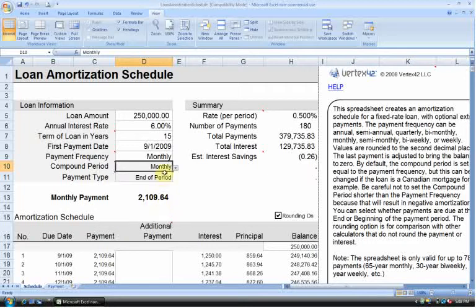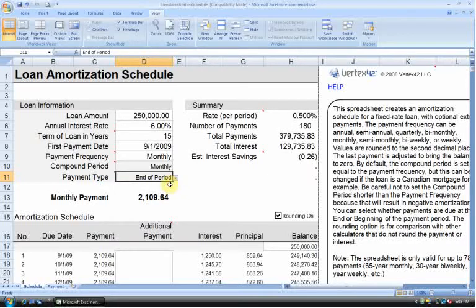Finally, we have the payment type. The payment type is also something that's not normally determined by you, but more by the specifics of the loan. If you don't know the specifics of the payment type, just assume that you're making payments at the end of the period. In this situation, that would be the end of the month. However, if you do know that you're making payments at the beginning of the period, this gives you the option to make that change with the drop-down menu. We're going to assume end of period for now.